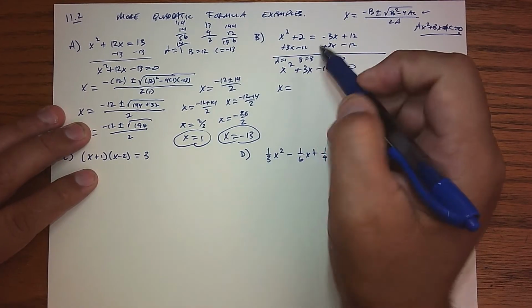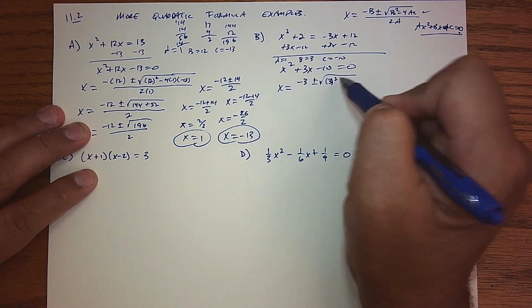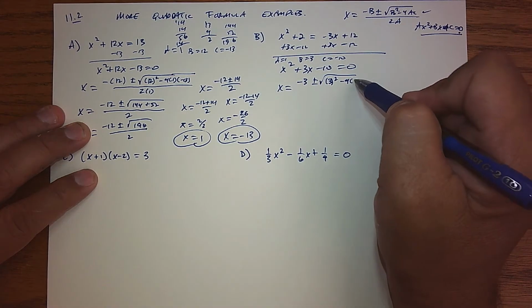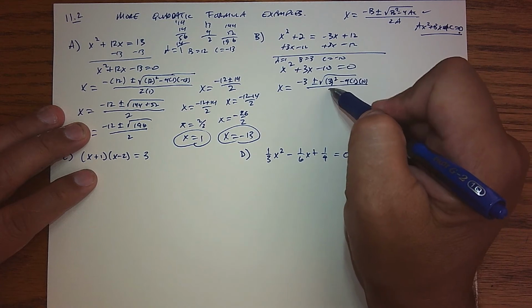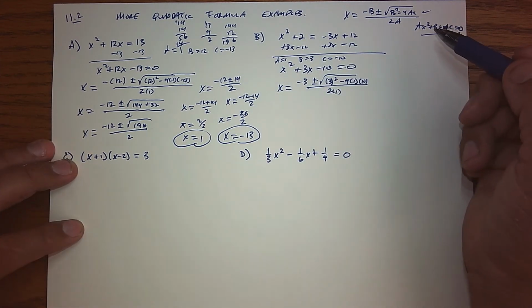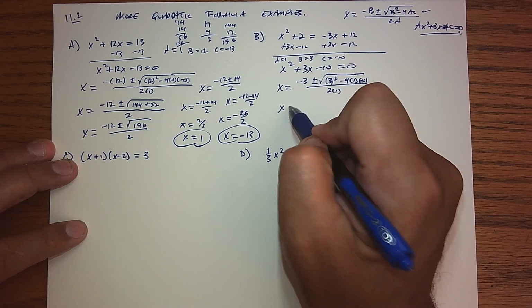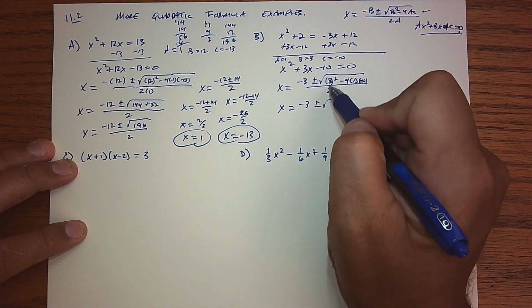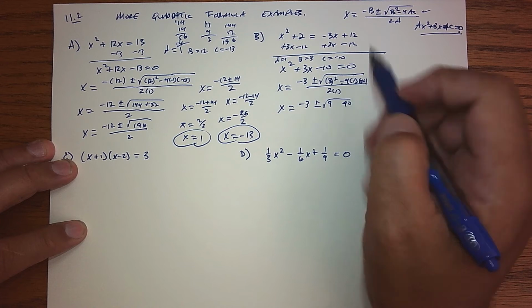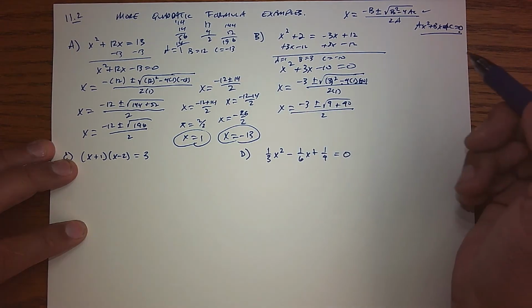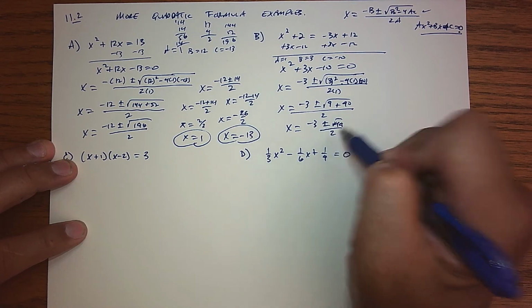And so plugging into the formula, we get negative 3 plus or minus the square root of, we're going to take 3 and square it, minus 4 times A times C, all over 2 times 1. All right, and so we're off to the races there. Let me make sure, that's a minus 10 right there. And so we get x equals negative 3 plus or minus, 3 squared is 9. 4 times 10 is 40, and we're subtracting a negative 40, so we're going to end up with a plus, all over 2. So x equals negative 3 plus or minus the square root of 49, all over 2.